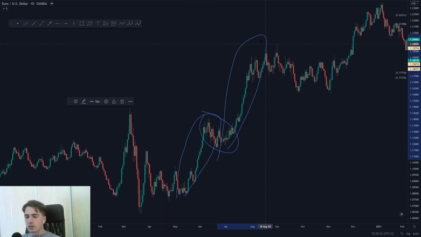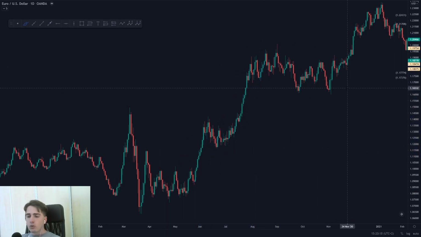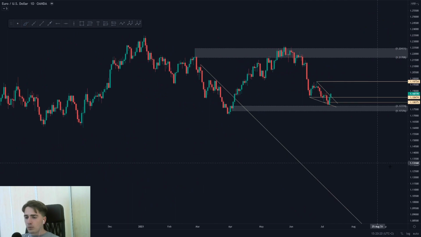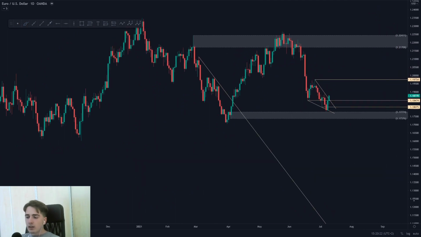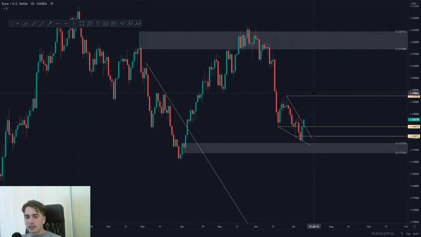Large impulse, large correction. So what I was waiting for on euro dollar was any signs of a potential reversal, which would give us an indication that we would see a pullback after the move from here to here or here or here. So on the daily time frame, I was looking for a pullback mainly due to the fact that we had an overextended move, first of all, and second of all, we were nearing this area of demand.